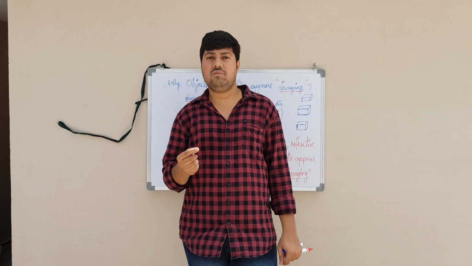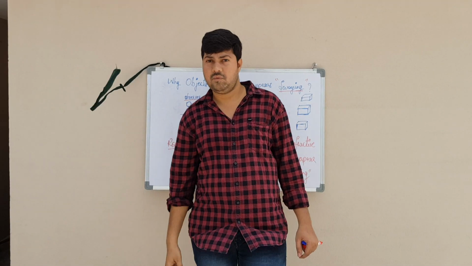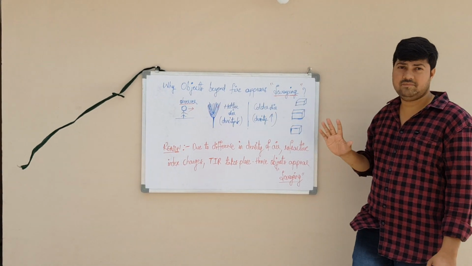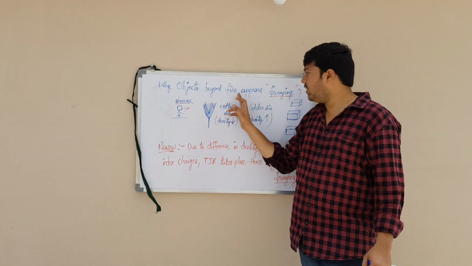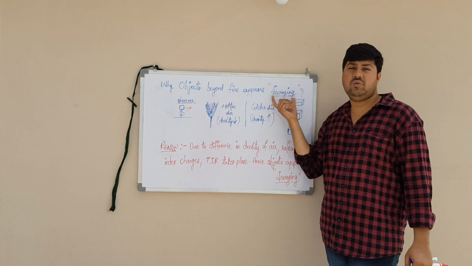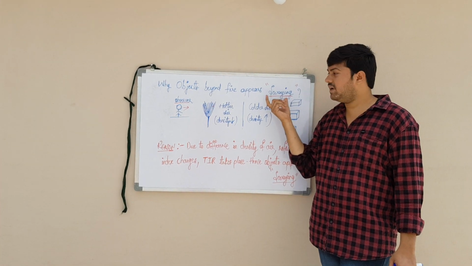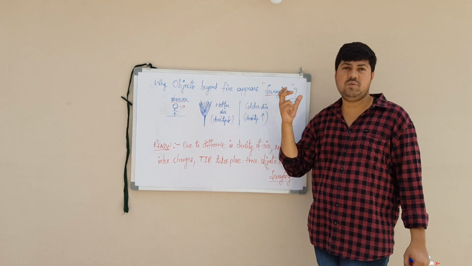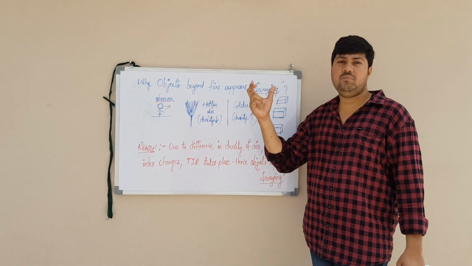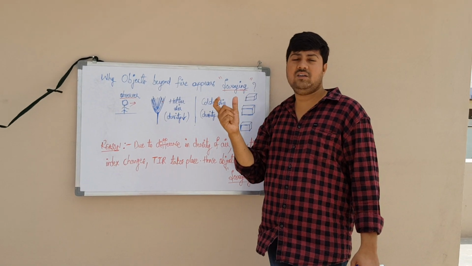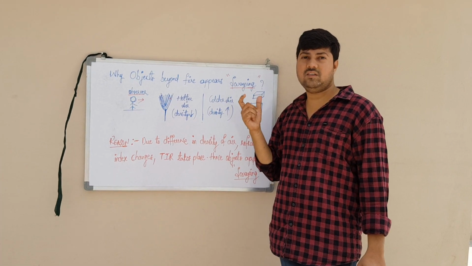I have seen most of you posting one doubt, that is, why objects beyond fire appear swaying. First of all, what is this swaying? Swaying means nothing but the object will be moving here and there, moving to and fro. In simple language, swaying is nothing but swinging.